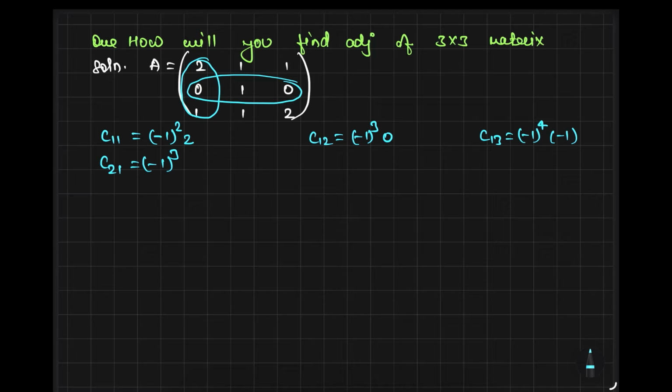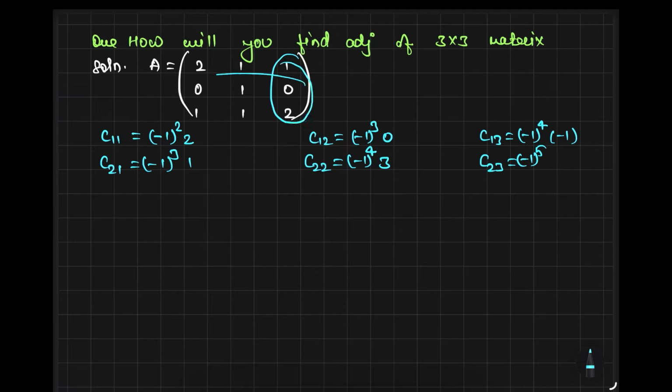Then we are left with 1 into 2, 2 minus 1, which is 1. Okay, then C22, we will hide this and we will hide this. So it is 4 minus 1, that is 3, minus 1 power 4 and then 3. Then C23, minus 1 power 5, and then we will hide this, we will hide this. We are left with 2 minus 1, that is 1. I hope till this part you guys are okay.